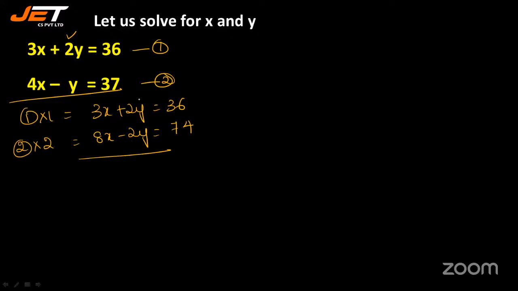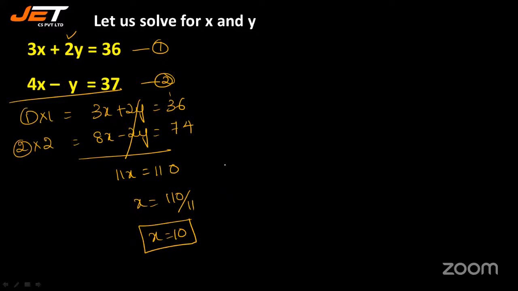Now I just have to add both. That's all. So 8 plus 3, 11x is equal to, I'm just adding, so 6 plus 4, 10, plus 1 is 11. Okay. So x becomes 110 by 11, whereby x is equal to 10. So 11 into 10 is 110.